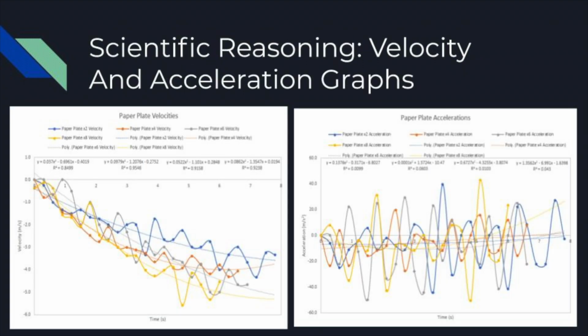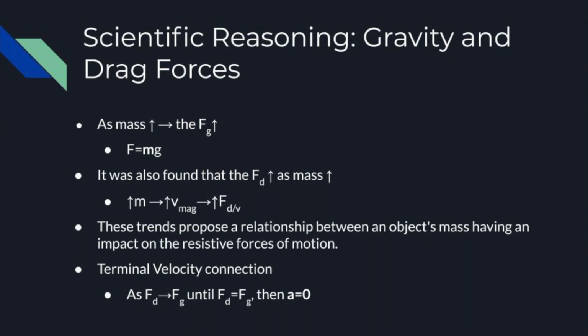Relative to terminal velocity, this information lays the groundwork for the investigation of the impact of mass on forces related to the object's terminal velocity. Based on the components of gravitational force, the greater the mass, the greater the experienced gravitational force. It was found that as mass increased, so did velocity, and ultimately the object's drag force, being that velocity is a component of drag forces. These trends highlight a relationship between an object's mass and the resistive forces.